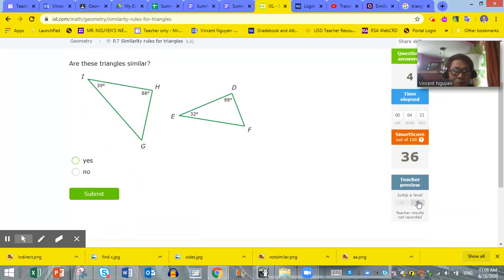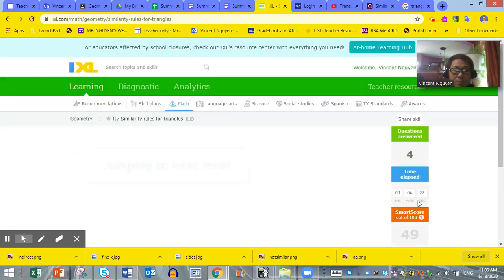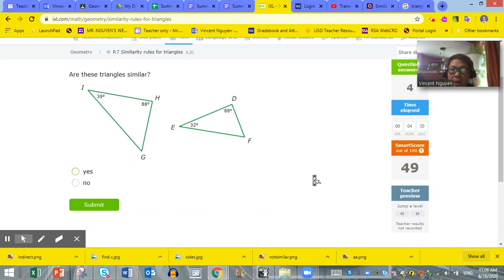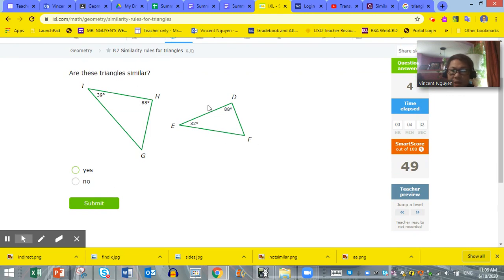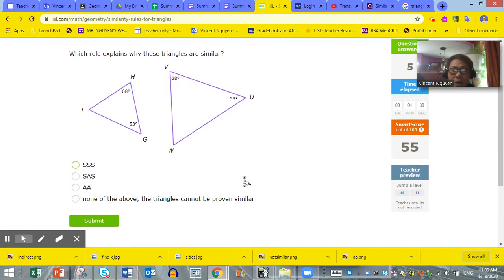So I'm going to jump level just so that we can see maybe a more enriched type of problem, a little bit more challenging. Same thing. These are not similar because look at the angles; they're not the same. Okay. All right. Next one. I'm going to jump level again because these are starting to repeat. So here are the angles. The theorems, by the way: SSS, SAS, and AA. Or if they cannot be proven similar, you select this option.